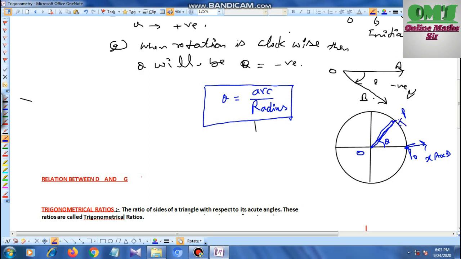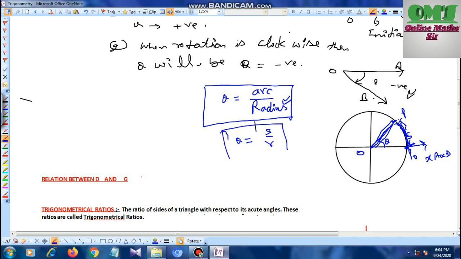So this is arc S, the distance traveled by the point P naught. So the ratio of this arc and this radius is called theta, means angle. So angle equal to arc upon radius. This is another definition of angle. Symbolically it is written as theta equal to S upon R.